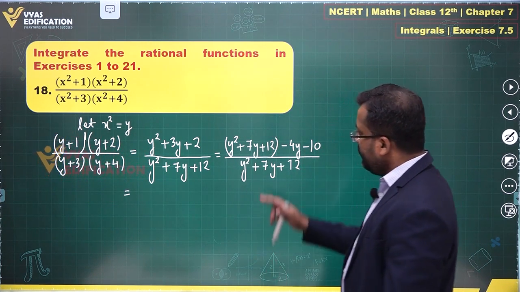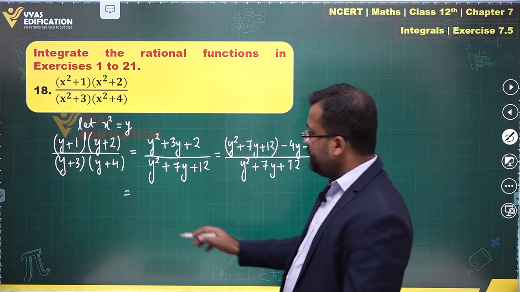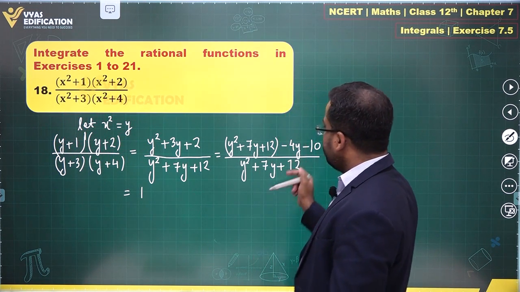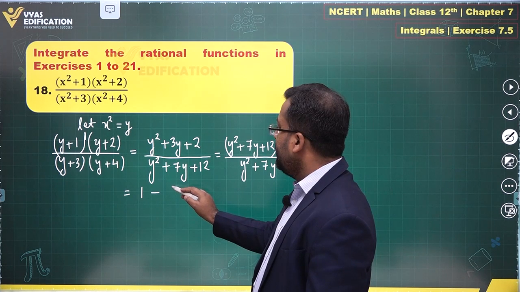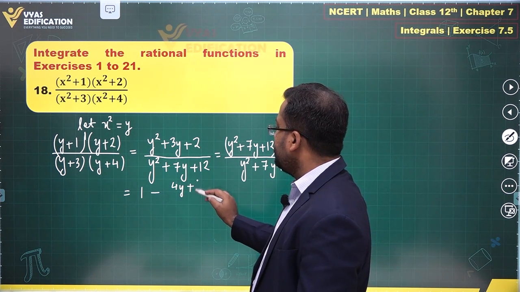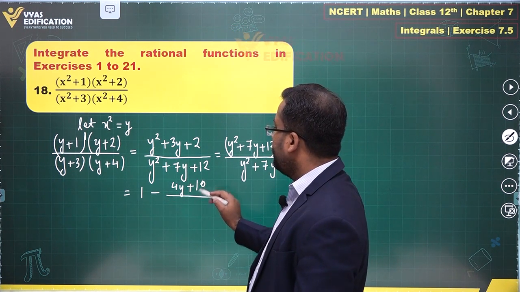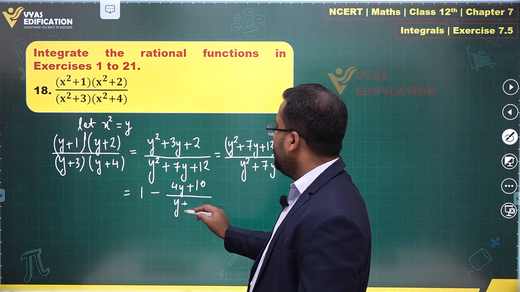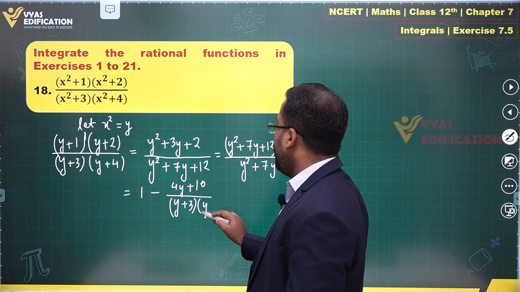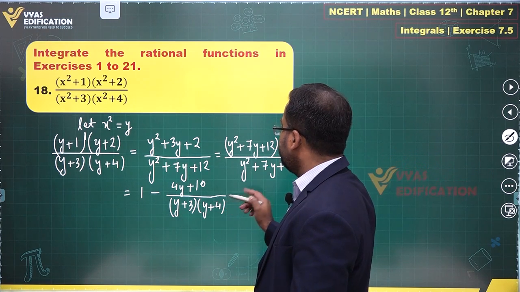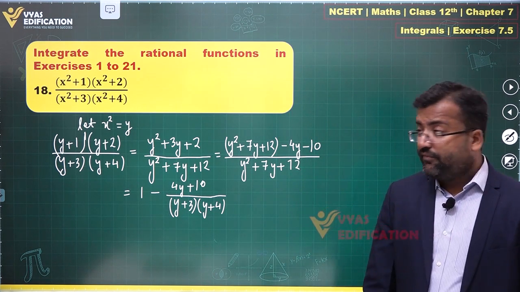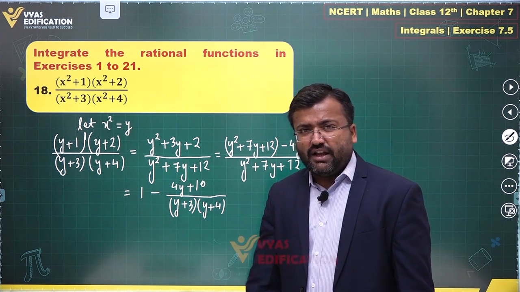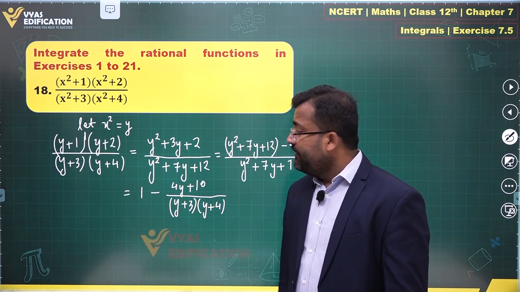This will further simplify into this divided by this, which is 1, and minus can be taken out from here. This becomes (4y + 10) over (y + 3)(y + 4) in the denominator. This is what you have in the denominator, right or not? Yes. So this 1 is very easy to integrate. 1 will be actually 1 only, right?